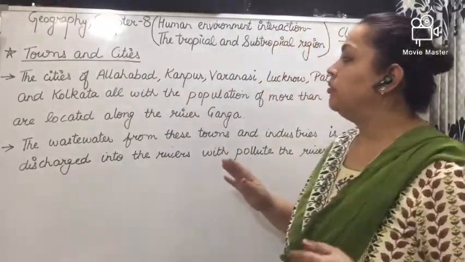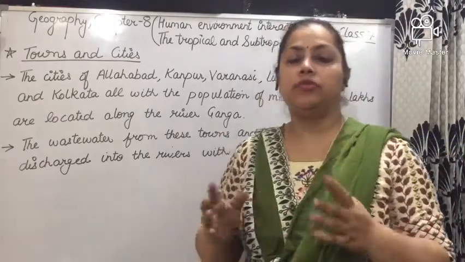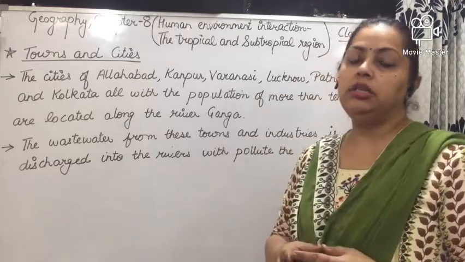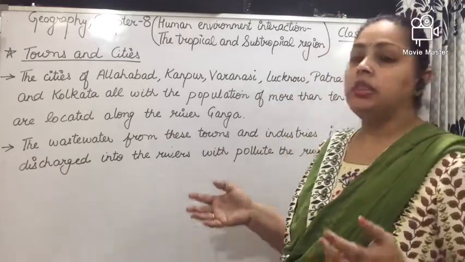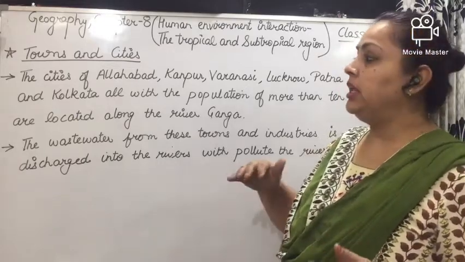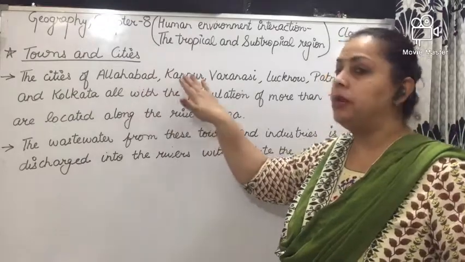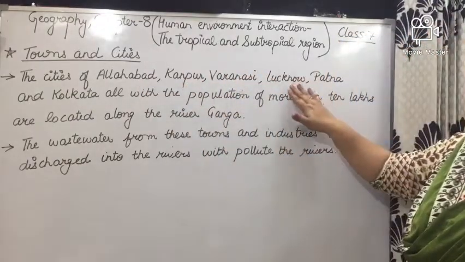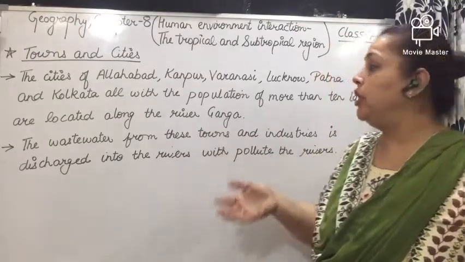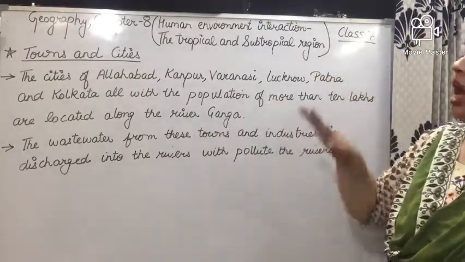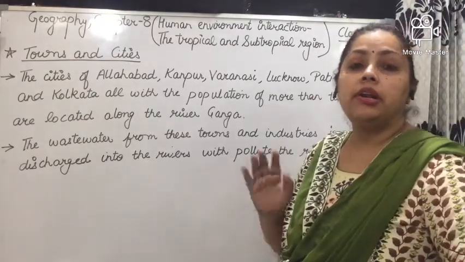Okay, now the next topic is about the towns and cities that developed near these rivers, Ganga and Brahmaputra. So many cities are over there. The cities of Allahabad, Kanpur, Varanasi, Lucknow, Patna and Kolkata, all with a population of more than 10 lakhs, are located along the river Ganga.